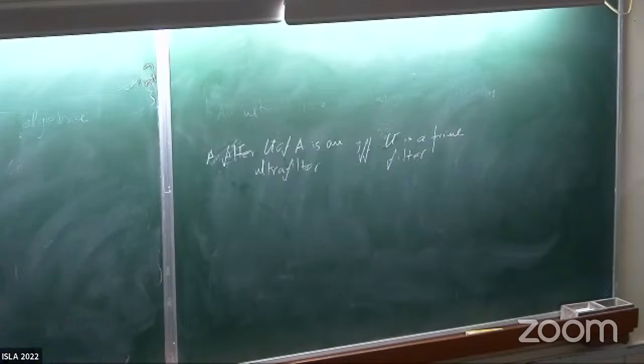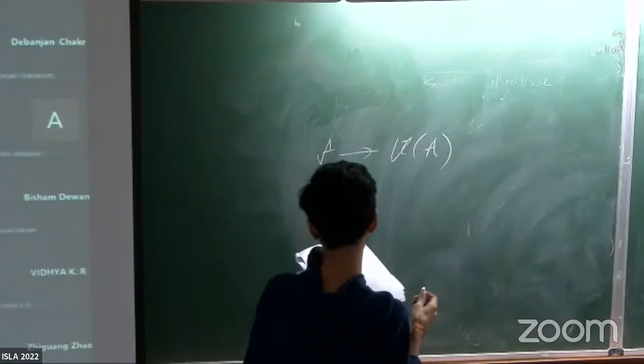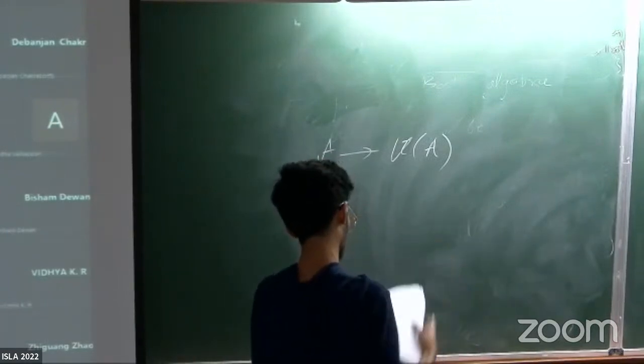So we already remember that to every Boolean algebra, we can associate a Boolean space using its topology. So to A, let's say we associate the Boolean space that we denote by U of A. Now I'll just proceed to prove the theorem itself.